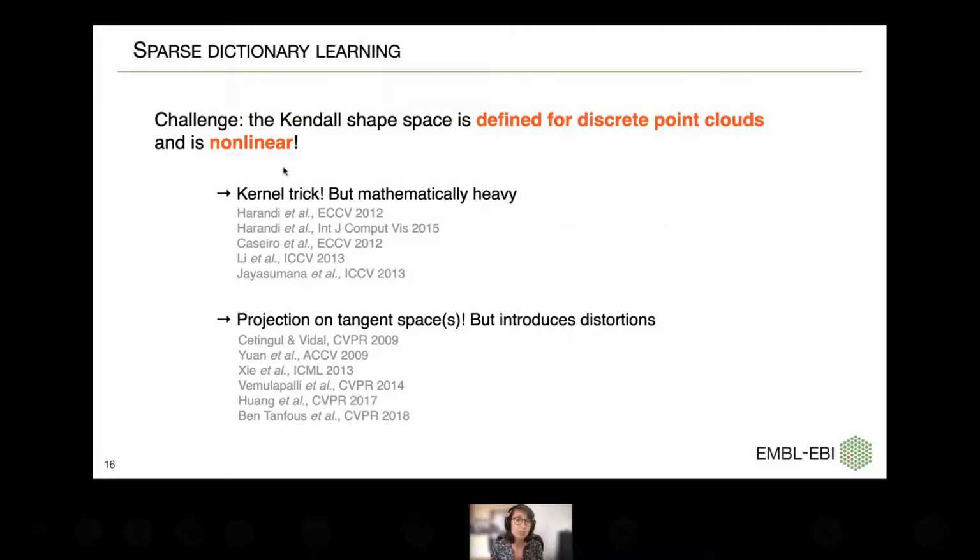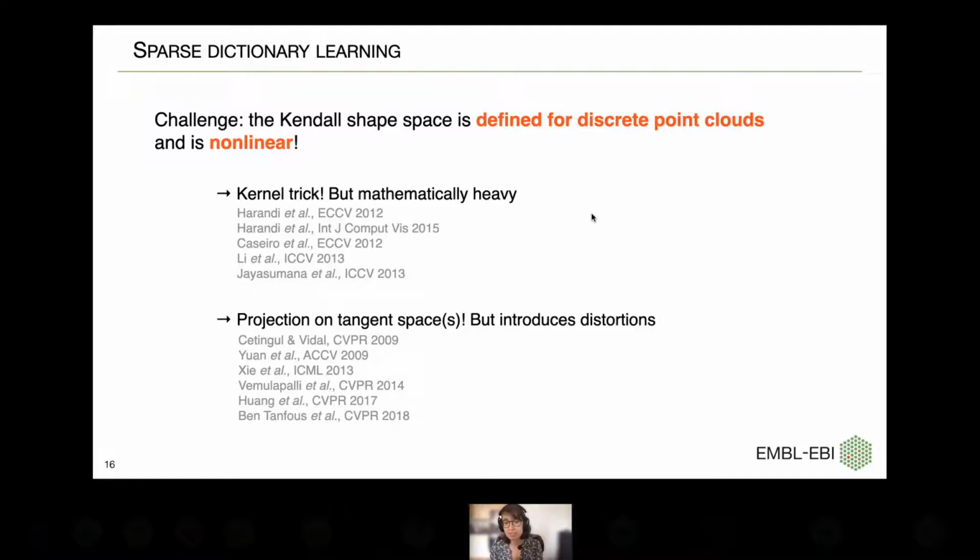So for this second aspect, the nonlinearity, people have actually looked into that. And the solutions that exist fall into two categories. The first one is to rely on a kernel trick that essentially boils down to mapping the manifold onto a Hilbert space, generally a reproducing kernel Hilbert space. So this works well, but is very heavy mathematically. The other, simpler solution is to locally linearize the manifold by projecting on tangent spaces. If you've ever done shape PCA, this is generally what you do.